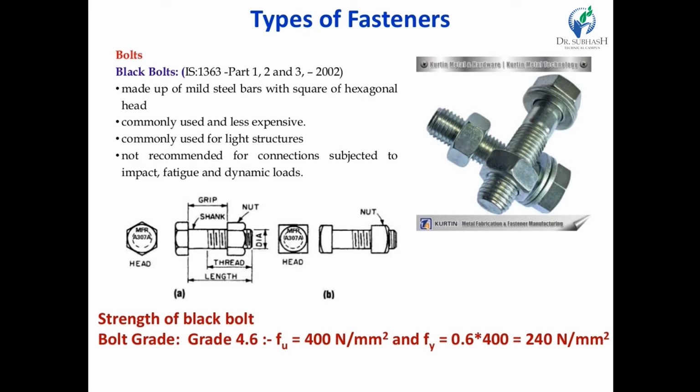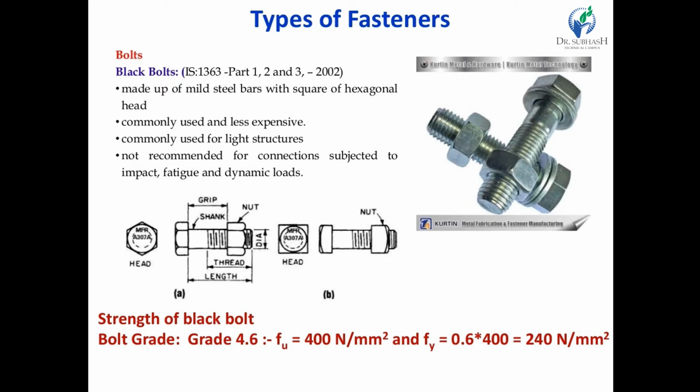They are commonly used for lighter structures, and not recommended for connections subjected to impact, fatigue and dynamic loads. So it is not used in cases of impact, fatigue and dynamic load. You can see the parts of the bolt here, and we will discuss the parts of the bolt later on.